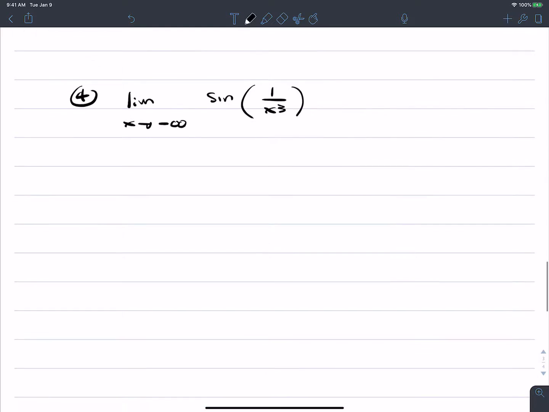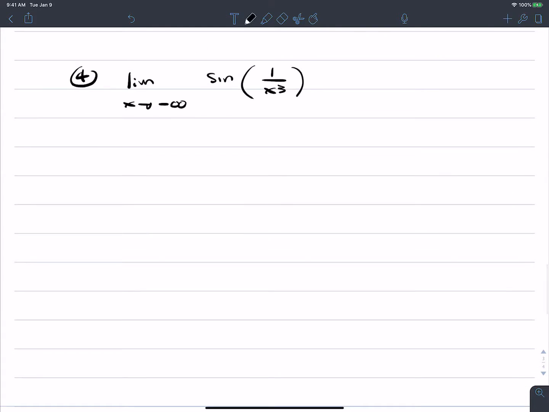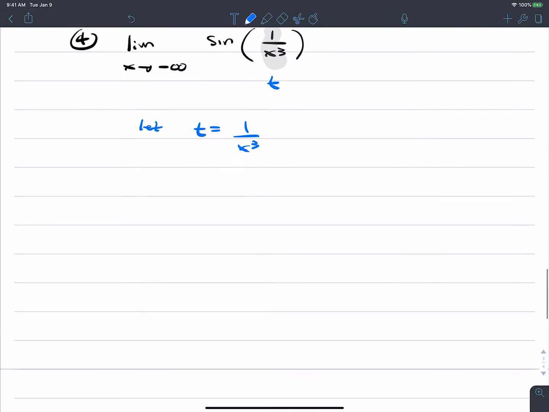Okay. So again, this is just like the last problem, where you're going to introduce a substitution. See this right here? We're going to substitute because this is a function in another function. This is really composition of functions. So we're just going to call this t. So we're going to let t equal 1 over x cubed. And so again, this becomes a limit still as x goes to minus infinity, sine now of t.